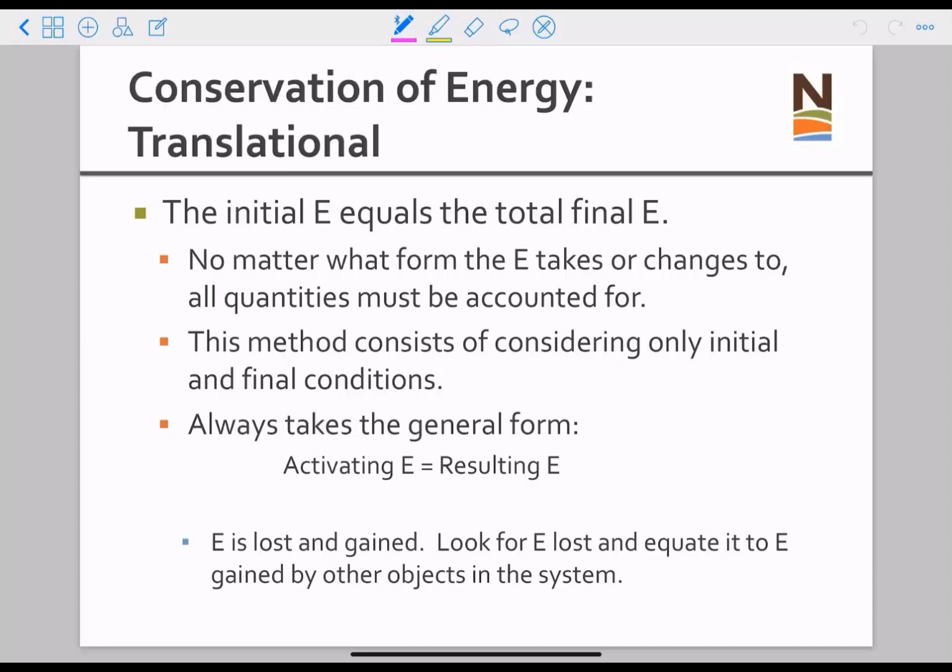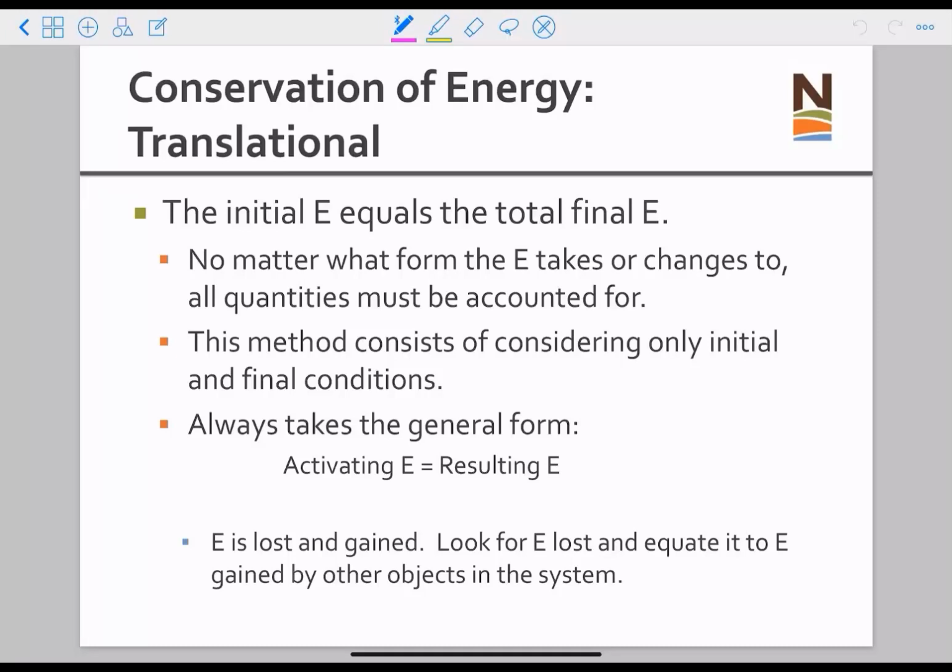But this is the idea that we take. This is the concept that we use to solve the larger problems that involve multiple forms of energy, going from one form of energy to another. So no matter what form energy takes or changes to, all quantities must be accounted for. This method consists of considering only initial and final conditions. It's always going to take the general form: activating energy equals resulting energy. And when I do these types of problems, I just want you to write that equation out right there, activating energy equals resulting energy, because it will remind you of how you solve these problems.